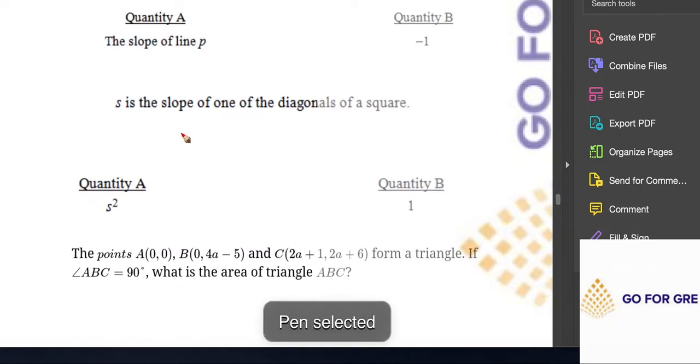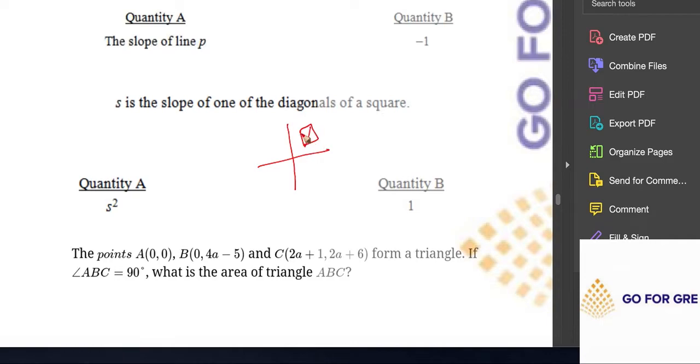Now again, this question is very simple. If you draw, you remember S is the slope of one diagonal. All squares have 90 degree angles, diagonals are equal, and sides are equal. We have not been provided any information about where the diagonals lie, so we don't know. So S squared can be negative or positive. That's why the answer is D. S can be anything. It can be positive. Here you can see one is positive and the other is negative. It can be anywhere.